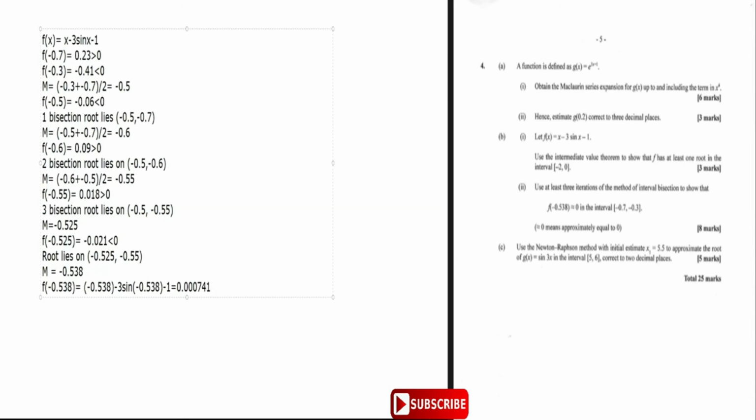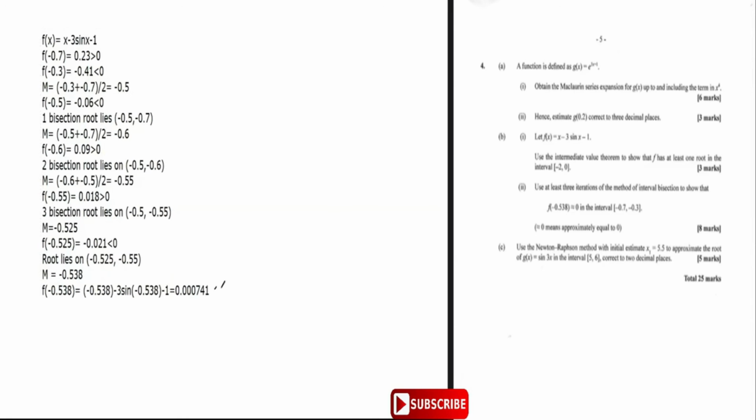So we can write that this is now approximately 0. All right, and so that is shown using the bisection method. All right, so we can say hence minus 0.538 is an approximated root of f of x using the bisection method. So that's that. Nice and easy.